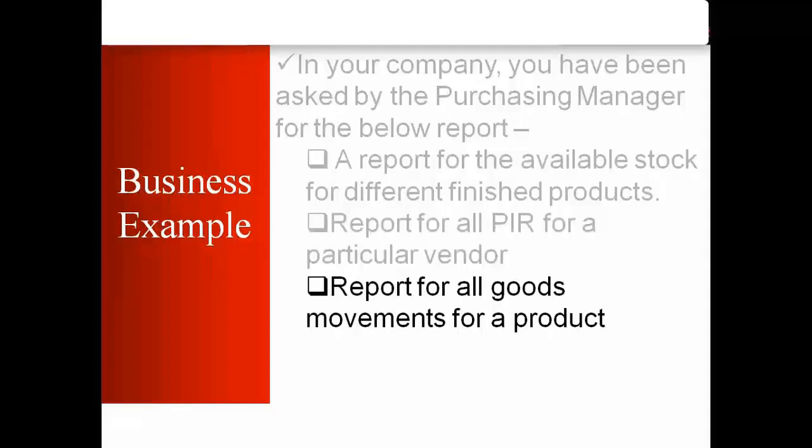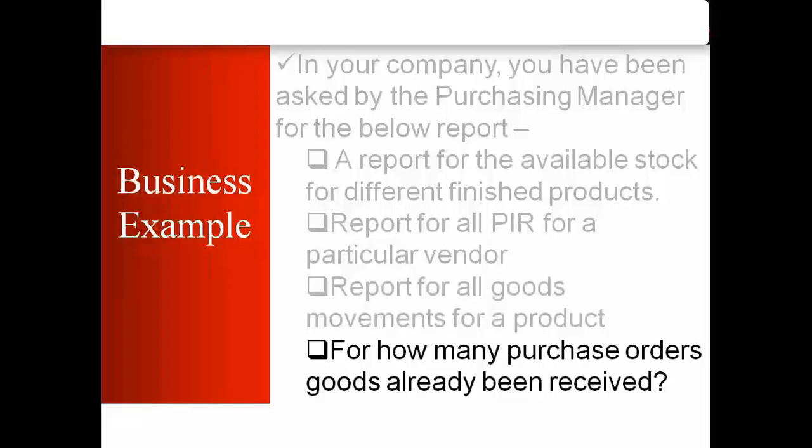A report for all the goods movements for a product. If you want to see the history of the goods movement of a product, for example ABC product, the business says they want to see all the inward and outward movements of this product. So when we bought it, how much we sent, for which order, everything they want to see in a report.